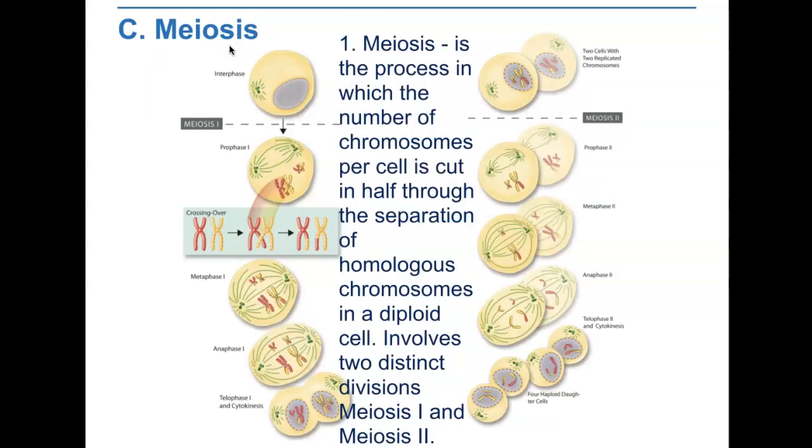How do sexually reproducing organisms produce haploid, or n, gamete cells from a diploid, or 2n, cell? That's where meiosis comes in. Meiosis is the process in which the number of chromosomes per cell is cut in half through the separation of homologous chromosomes in the diploid cell. Meiosis usually involves 2 distinct divisions called meiosis I and meiosis II. By the end of meiosis, a single diploid cell has produced 4 haploid cells.